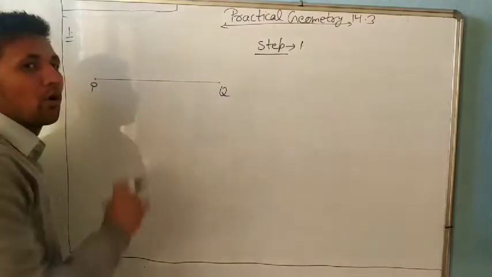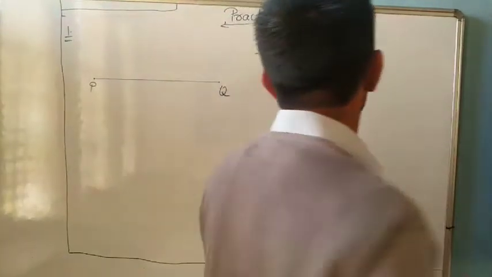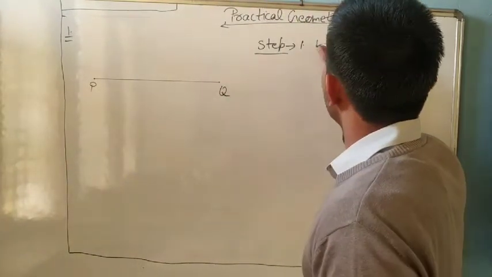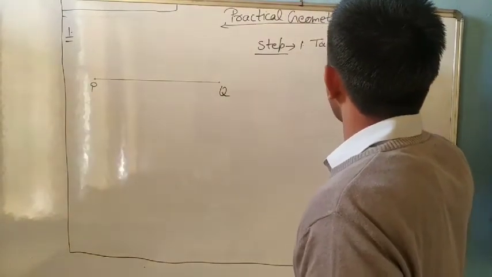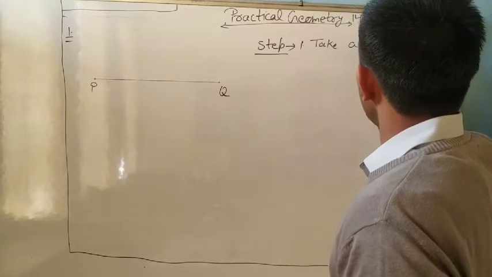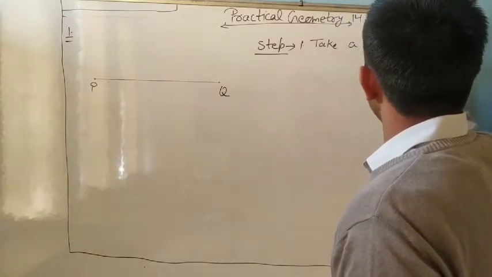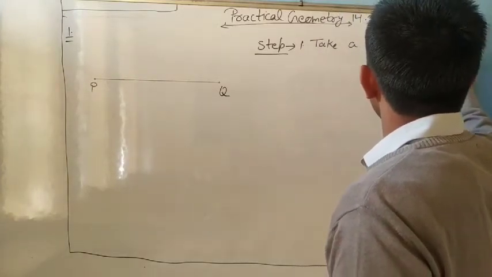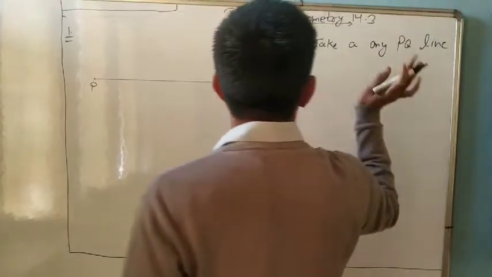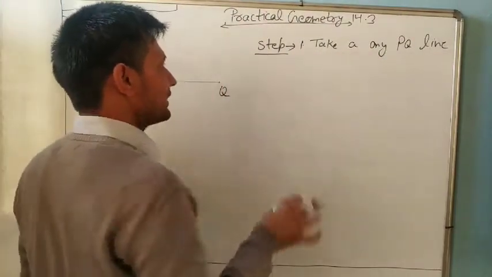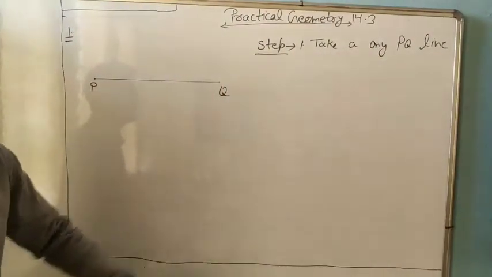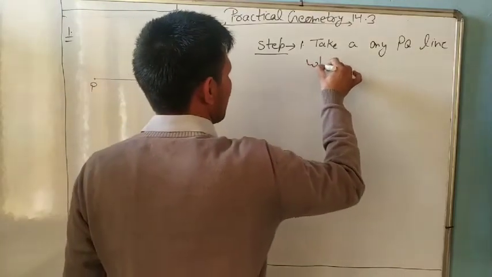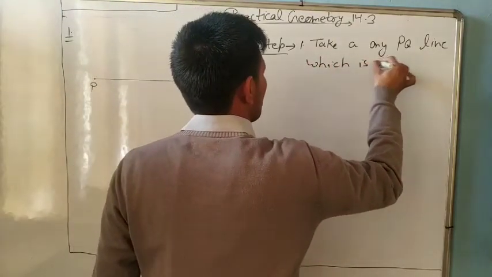We will make one more line. So what we will do? First step to write: take any PQ line. Understand? We take any PQ line which is given. You can write which is given.